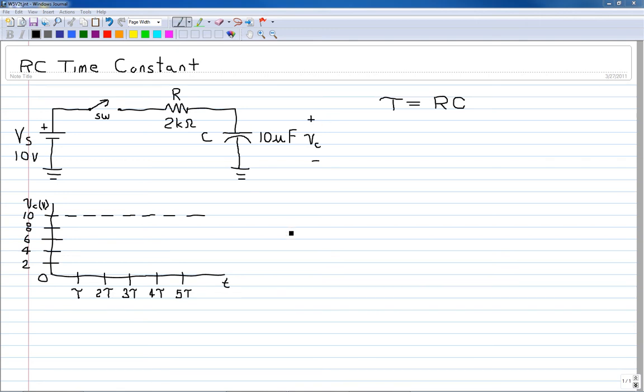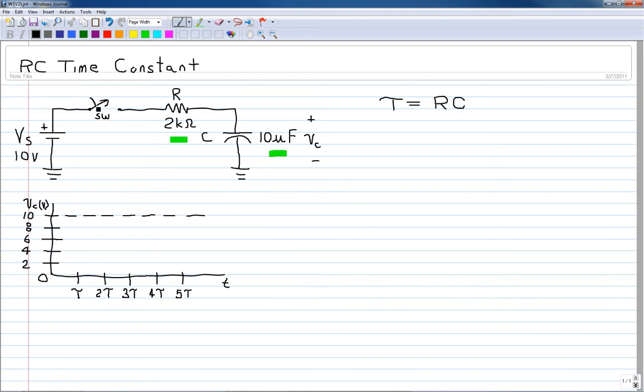In this video, we will discuss the concept of the RC time constant. In this circuit, we have an RC circuit consisting of a 2K ohm resistor and a 10 microfarad capacitor. Initially, this capacitor is discharged. There's no voltage across it with the switch open.